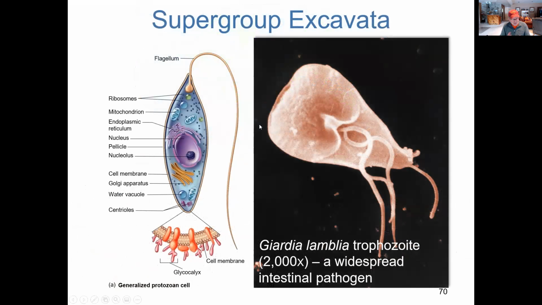Okay, shifting now to another supergroup, Excavata, it's called. We're going to talk about a couple different examples of organisms in this group that can cause some interesting infections. And here's one of them called Giardia lamblia. Don't you just love that? Just kind of rolls off your tongue. Giardia lamblia. You can tell it is a single-celled protist, lives in fresh water.